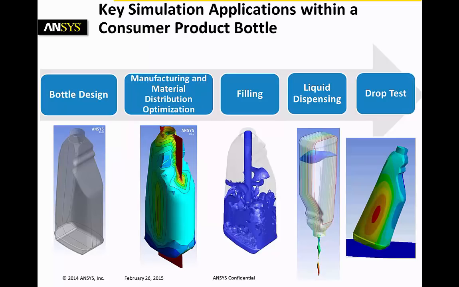Liquid dispensing. This is a two-way fluid structure interaction, FSI for short, that considers the bottle wall's structural behavior as well as the liquid presence within the bottle during the dispensing process. The thickness variation of the bottle is taken from the manufacturing process simulation.